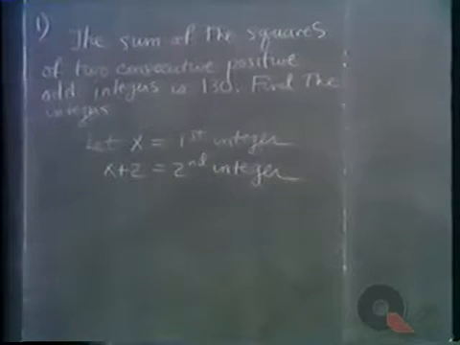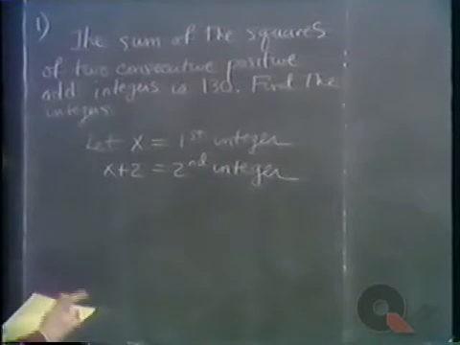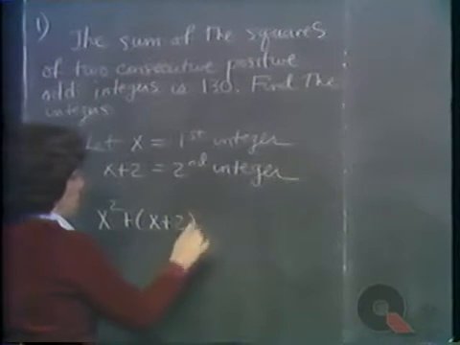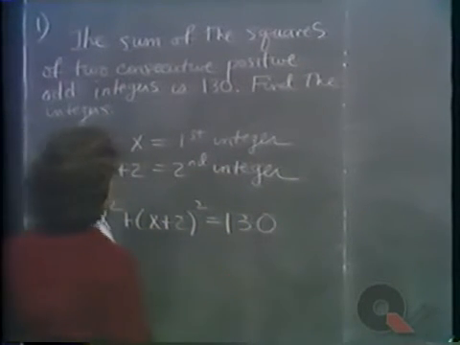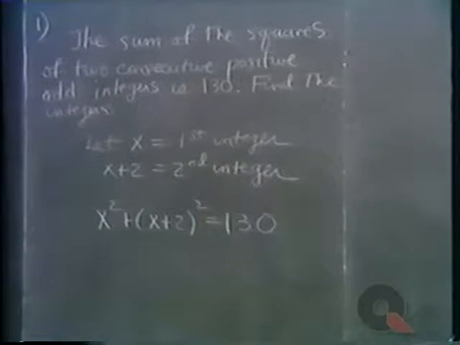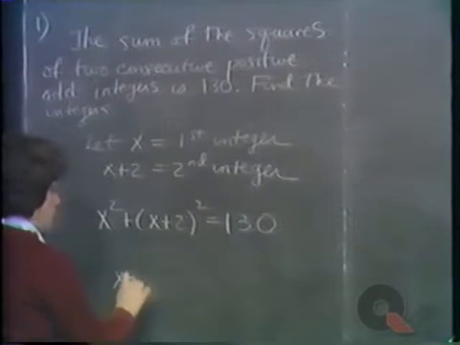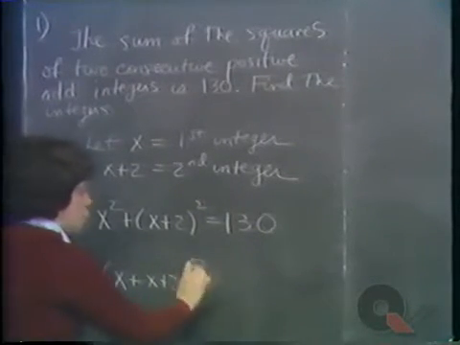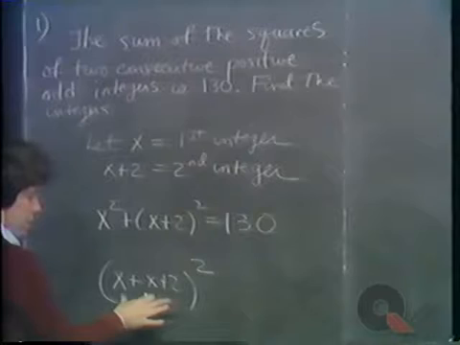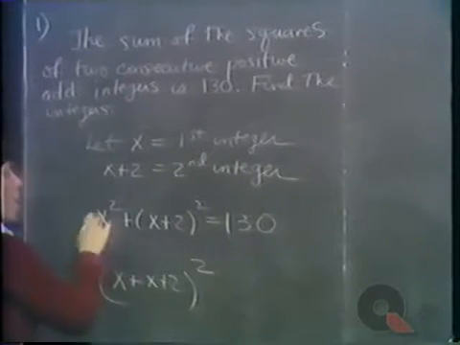Now, it says the sum of the squares of two consecutive positive odd integers is 130. The sum of the squares. Okay, that means square the first and add to it the square of the second, and that should be 130. Notice that I did not say the square of the sum. If it had said the square of the sum, you would first add them together and then square the sum. Okay, so if a problem referred to the square of the sum, we do it this way. But here it said the sum of the squares.